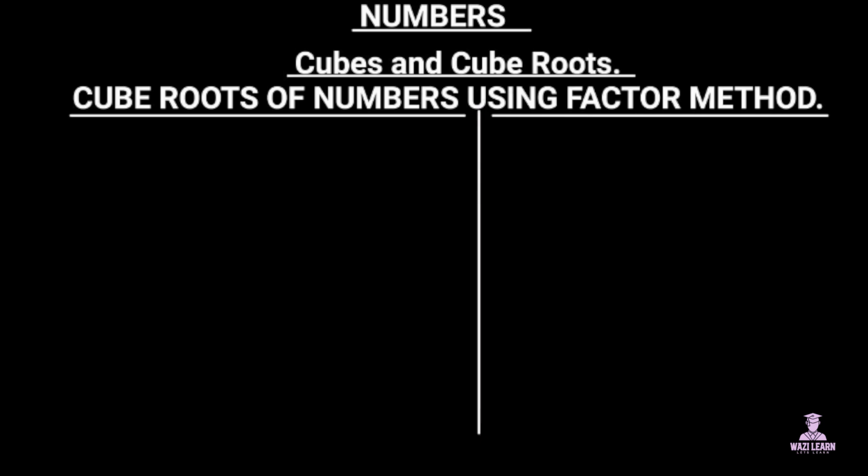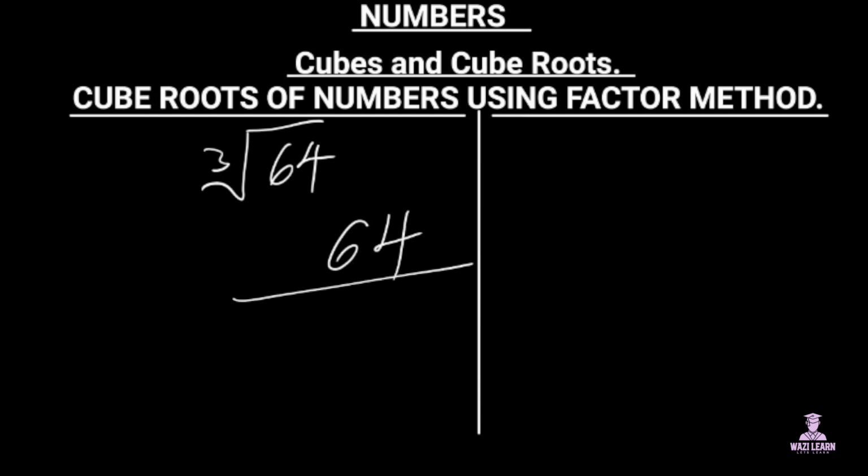Let us look at another example. Let's say we want to find the cube root of 64. You draw a table that looks like this, and then the smallest prime number that can divide 64 is 2. So we start with that one. 64 divided by 2 is 32.